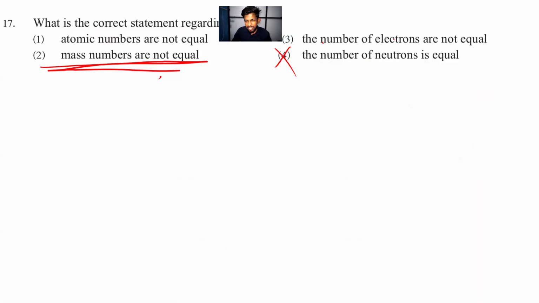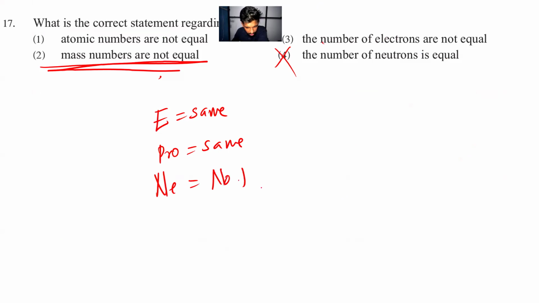Number of electrons are not equal. That is wrong, right? Electrons are the same, protons are the same, neutrons are not the same. They are not equal. Mass number is not equal. These are the 4 things that we have learned.